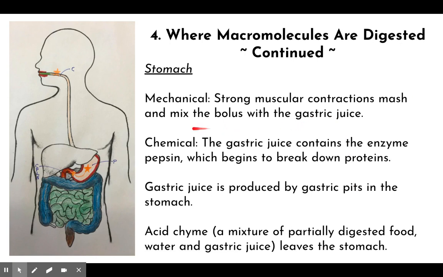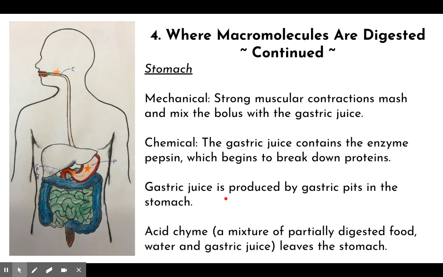But also in the stomach, we're going to have chemical digestion happening. And this is because gastric juice produced by the stomach contains an enzyme called pepsin. And this pepsin is going to begin the breakdown of proteins. So we have a little star here at the stomach showing chemical digestion is going to occur here as well, and a P to represent that. This is where protein digestion is going to happen.